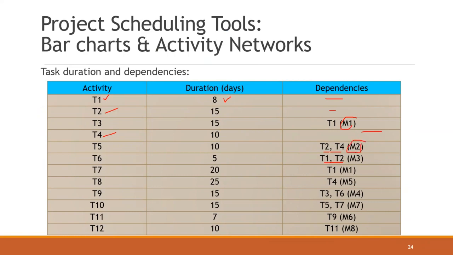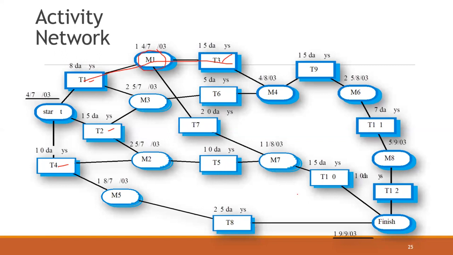So task 2 and task 4 have a common milestone M2. The same way that we are making, see here, M2, task 1, task 2, task 4. Task 1, task 2, and task 4 started from the beginning.